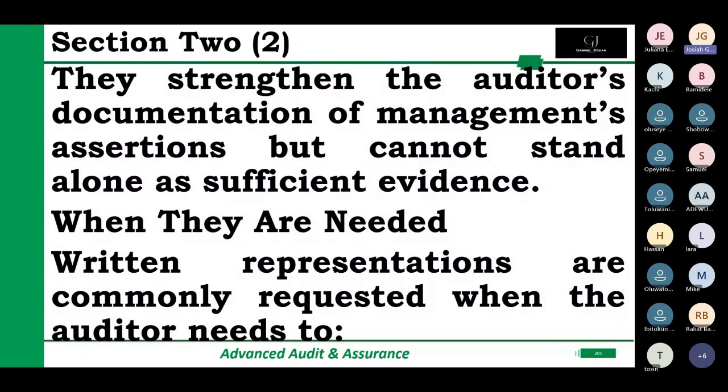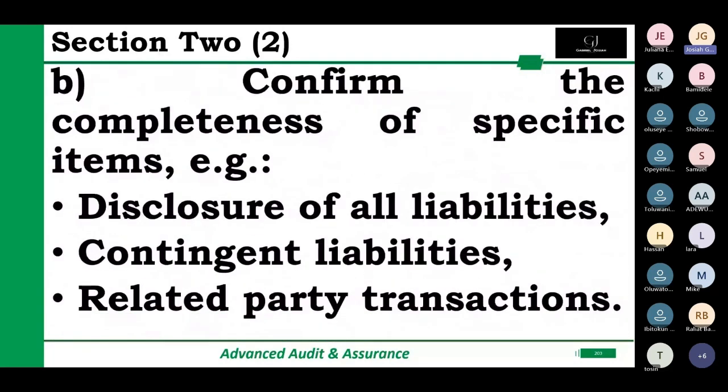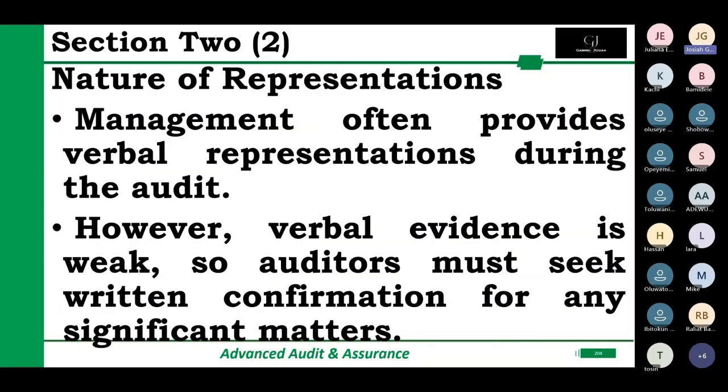So this is needed because written representations are commonly requested when the auditor needs to confirm management's intention or management's judgment. For example, future business plans. He wants to confirm their plans based on current results. He wants to confirm assumptions about going concern, which is very important. He wants to confirm some valuation estimates, for example, net realizable value of revenue. It must be in writing. And that's why it's needed. He may also need to confirm the completeness of specific items in the financial statements that were disclosed around liabilities, contingent liabilities, very importantly, related party transactions.